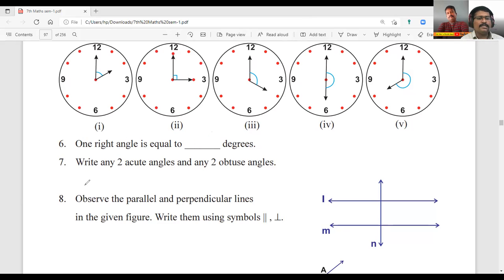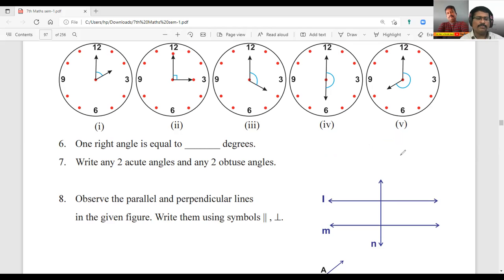Write any two acute angles and any two obtuse angles. No doubt about that. We can write it. Acute angles means greater than 0 and less than 90. So whatever it may be, 40 degrees and 30 degrees. So I write two acute angles. Right, Nana? Obtuse angle is greater than 90 degrees and less than 180 degrees. So I am going to write 110 and 130. These are obtuse angles. Am I right, Nana?